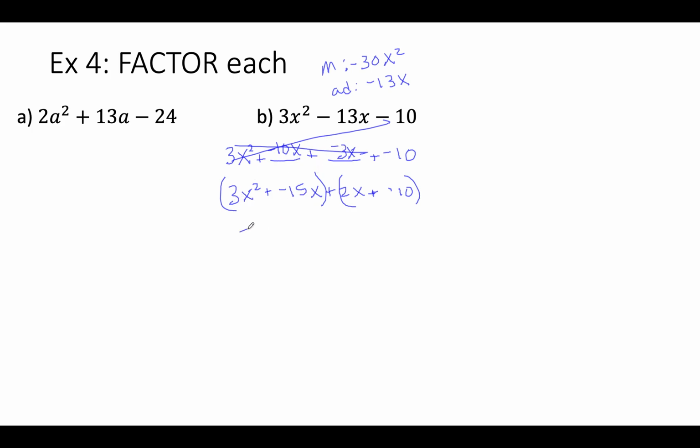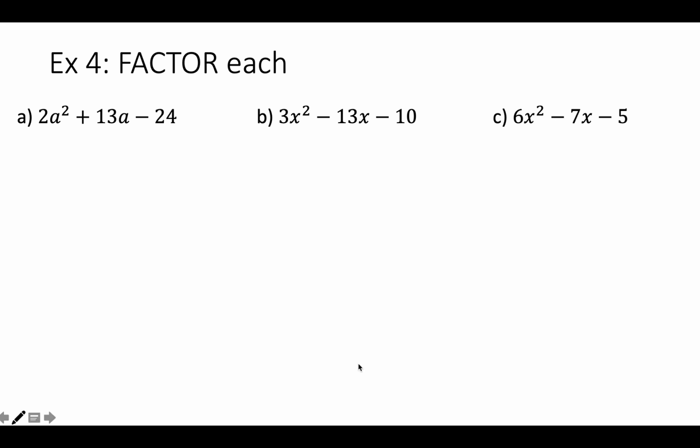So now I can take out a 3 and an x, I get x minus 5. This one I can take out a 2 and I get x minus 5. So my factored answer is x minus 5 times 3x plus 2. Alright, so then letter C.